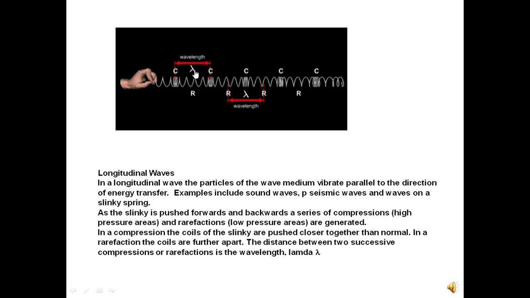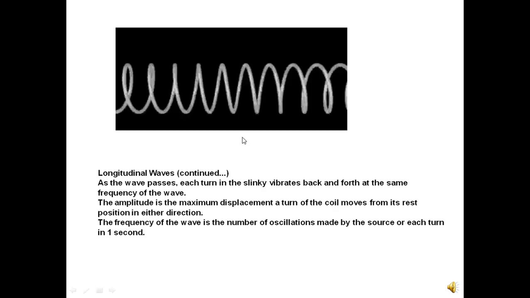And again, we use lambda for the wavelength, and the wavelength is the distance between the middle of one compression and the middle of the next, or the middle of one rarefaction and the middle of the next. We pick the middle because the middle is easy to spot, to be honest. It's hard to know where the compression ends and the rarefaction begins precisely, but you can pick the middle of the compression and the middle of the next compression quite easily. So that's why we pick middle to middle. And sound is an example of a longitudinal wave.